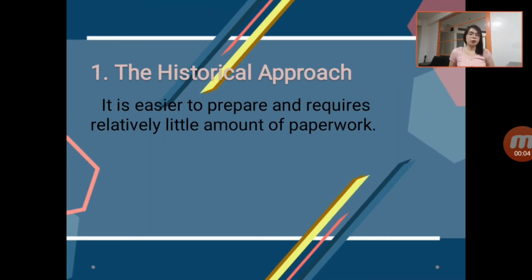Here in the historical approach, it is easier to prepare and requires a relatively small amount of paperwork. The professionals involved with this budget preparation approach rely on the experience of previous years to determine cost estimates for the coming year. However, the downside to this approach is that oftentimes past errors tend to repeat themselves. Kung ano yung pagkakamali dun sa isa, possible na ma-apply din yung pagkakamali yun sa next na budget or approach na gagawin. So, inefficient operations are funded proportionately to efficient ones.